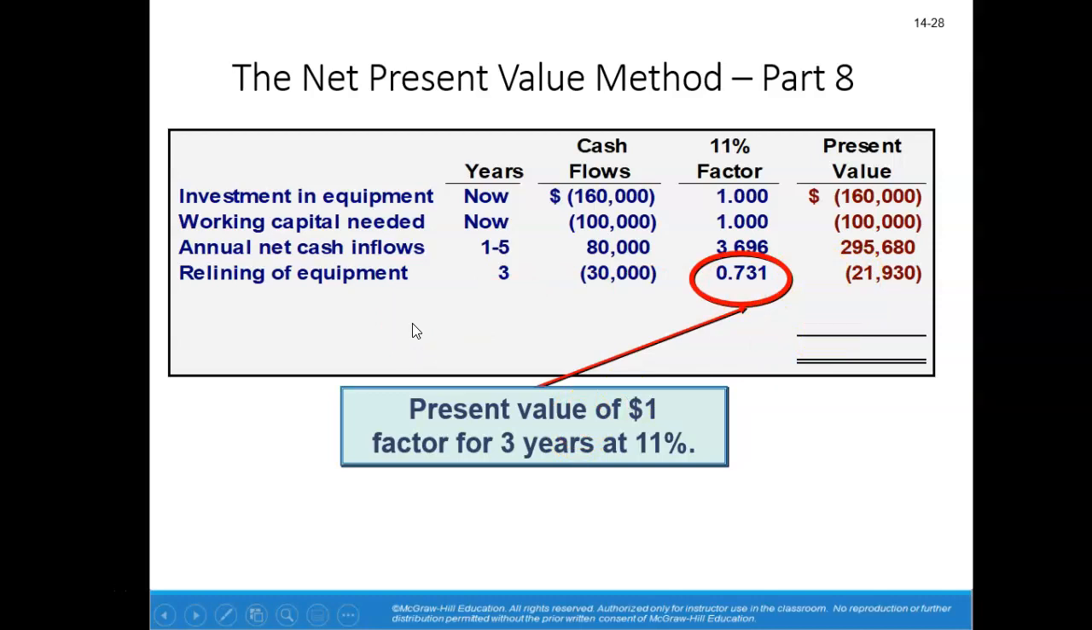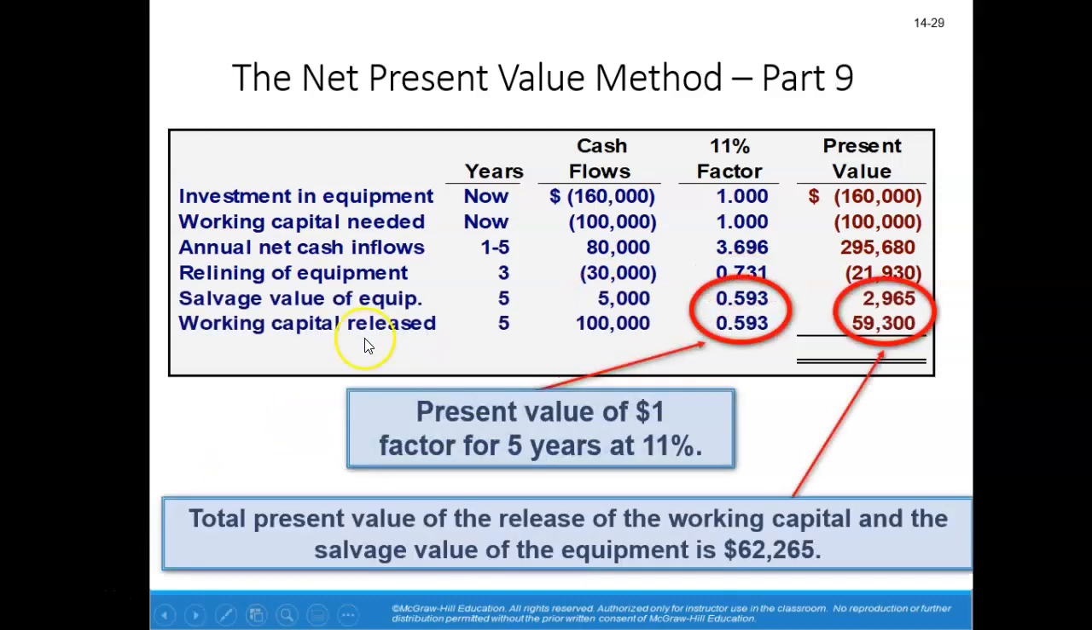$21,930. Okay? To clear that up for you, if you took $21,930, put into account today, earn interest 11% annually, at the end of 3 years, you would have in that account $30,000. That makes sense to you? Okay. Then we have the salvage value.